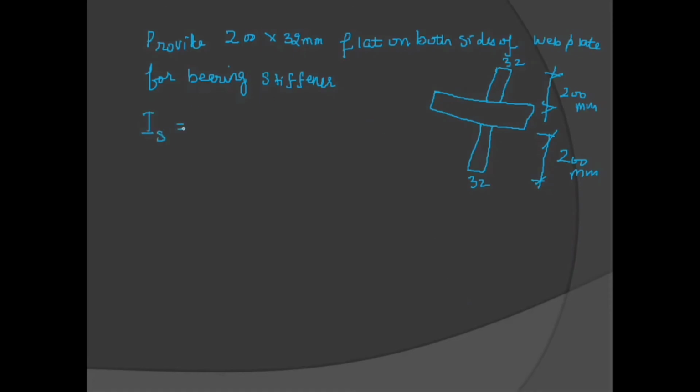For this arrangement, IS is equal to, obviously, 3 rectangular plates are there, 1, 2 and 3. So 2 times 32 as it is, opposite dimension cube by 12, 200 cube by 12, plus the parallel axis theorem is applied: 32 into A into r square, where r is 200 half plus 8 half, whole square.